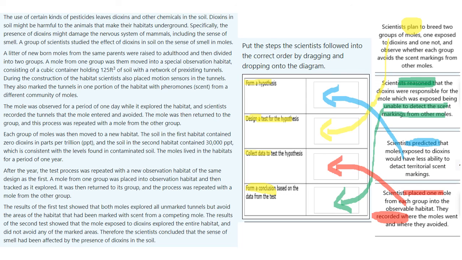It'll help you to read more quickly, it will help you to read more carefully, and it will help you with the time element in the real exam.